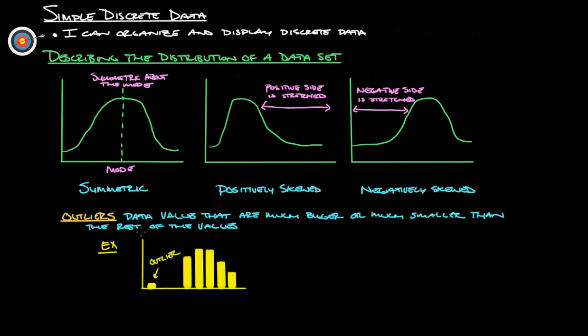All right. There's one other thing that we need to know about, and that's outliers. Outliers are data values that are much bigger or much smaller than the rest of the values. If here's all of our data, and then we've got this little piece of data way away from the rest of it, this would be considered an outlier. Let's take a look at an example that deals with this.